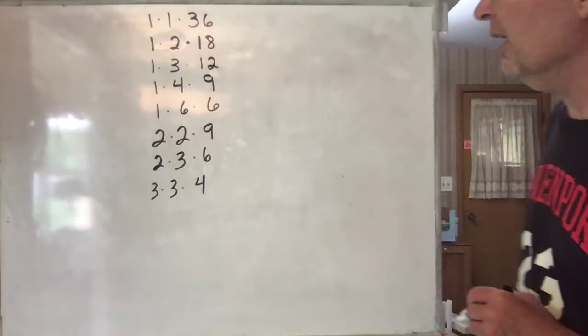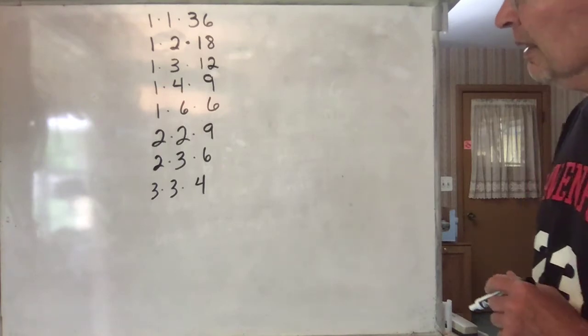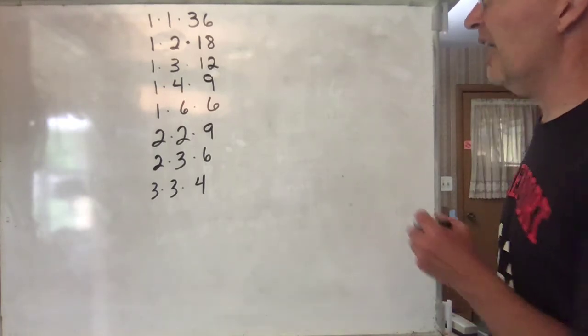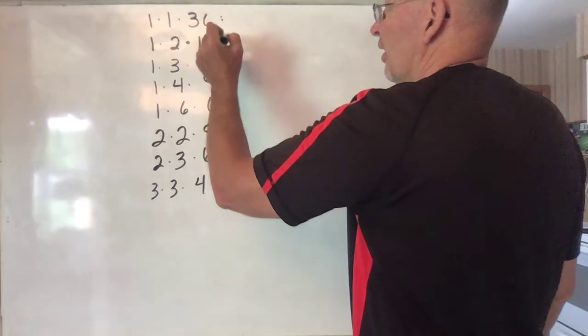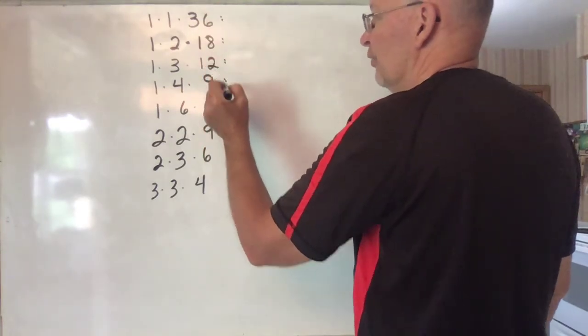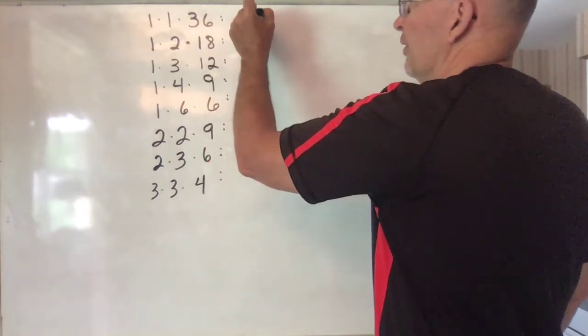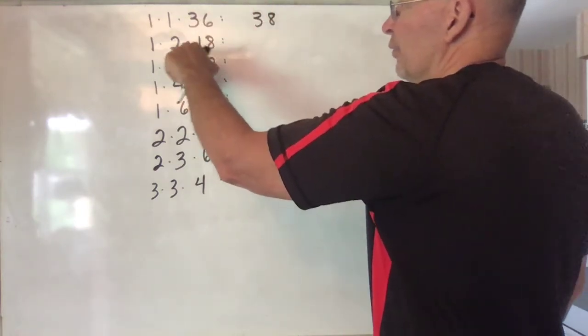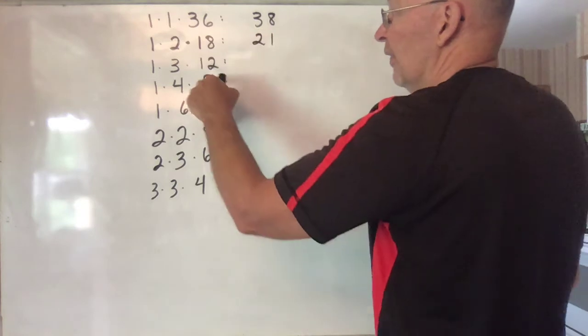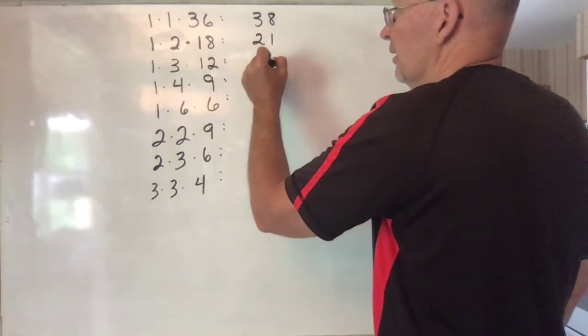So there they all are. So now the question is, what do these add to? Okay, so he's talked about they added to his house number. So if we were to add these numbers, what would we get? This would be 38. These would be what? 21. This would add to 16.